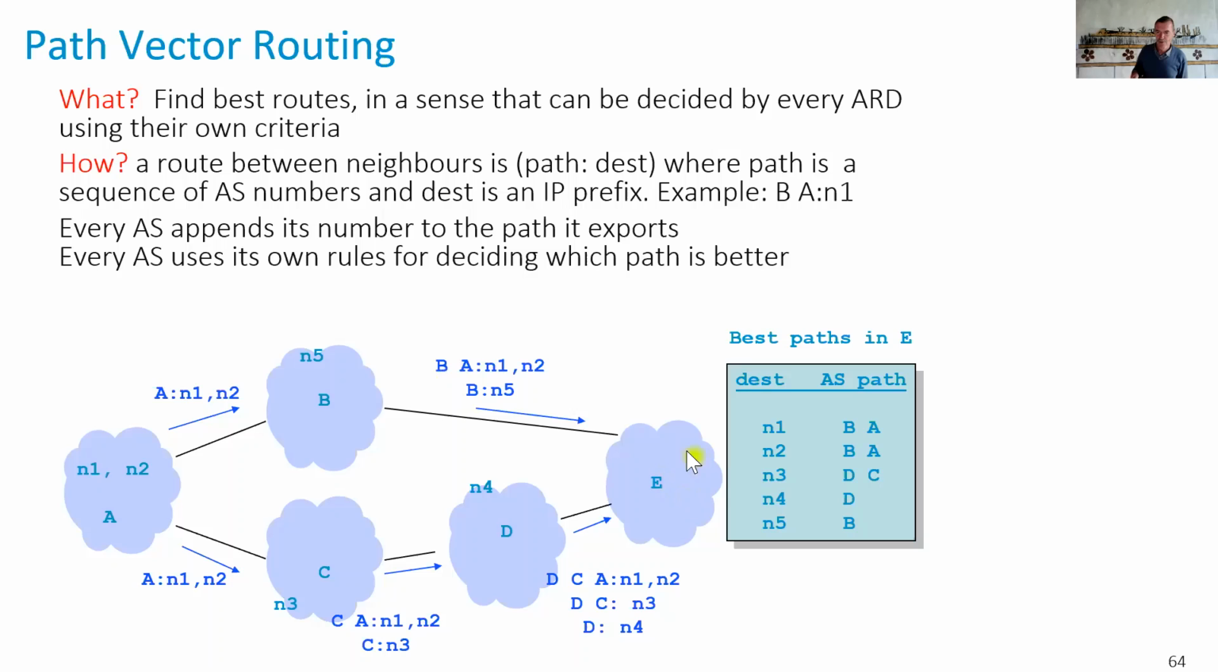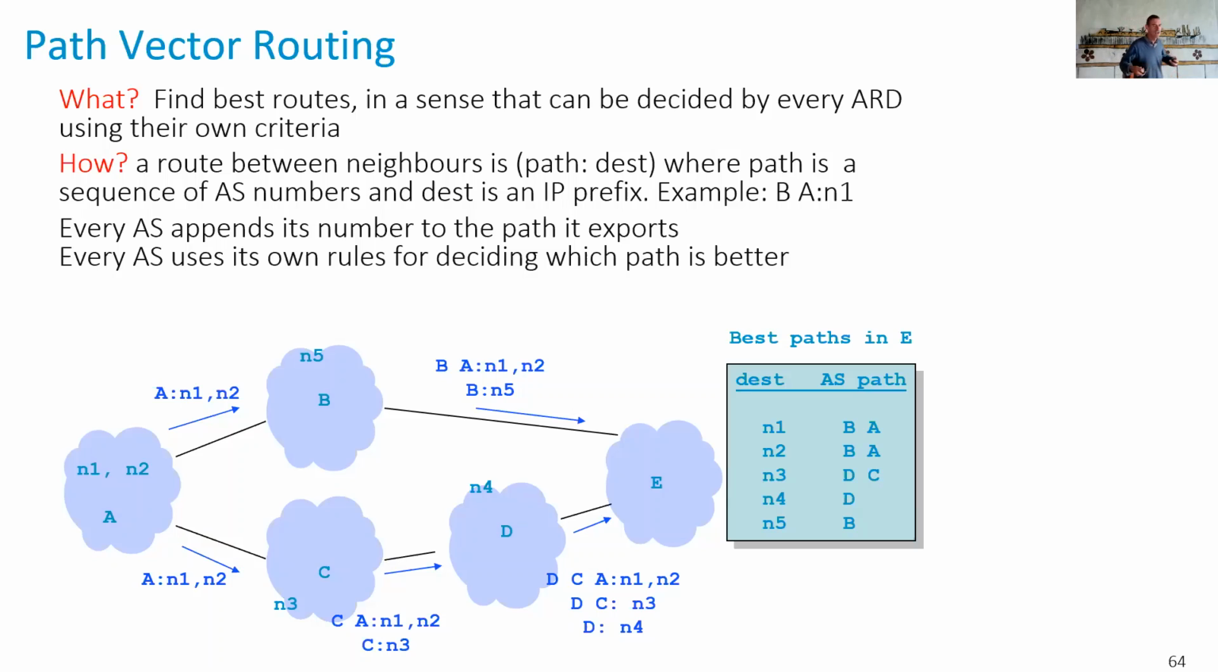So E, therefore, will know from B that it can reach N1, and the way to reach N1 is via a path, which is B, then A. Similarly, C and D will do the same thing, and domain E will learn from D that there is a path to N1, which is via domains D, C, A. So that's the very principle of BGP.